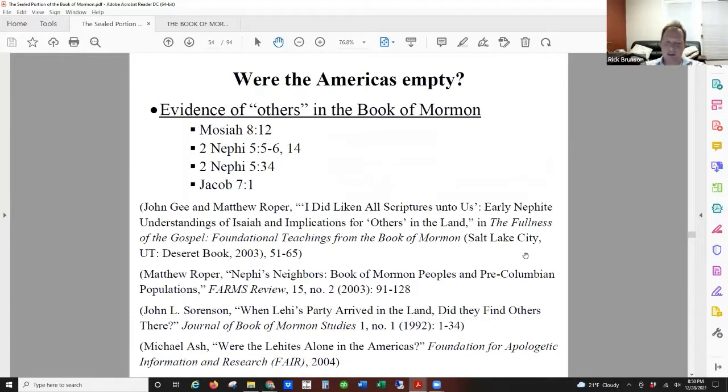there is some evidence in the Book of Mormon, what I call evidence of others in the Book of Mormon prior to their arrival or outside of the families that came. And those are some scriptures, if you want to look it up, where they do mention others that appear to be outside of the direct family of this group of people that came. And then down here, if you want to look any of these up, these are all LDS scholars researching the evidence of others in the Americas when Lehi and Nephi arrived.